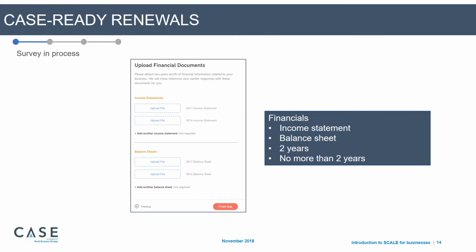On the financials, please be sure that you upload the previous 2 years of your income statement and your balance sheet. We do ask that you do not try to upload more than 2 years. You may receive an error message. But we have a couple of businesses, I believe, that tried uploading more than 2 years and they couldn't move forward. So please only upload 2 years.